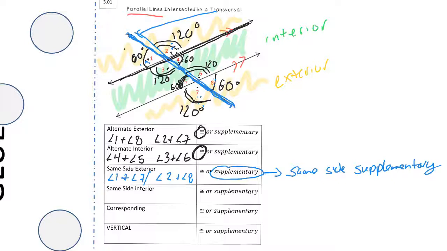Now same side interior, I would choose 3 and 5, or I could choose 4 and 6, because those are on the interior, the green part, and they're on the same side of the transversal. And again, these are supplementary, and I could use that same little trick. Same side supplementary. Now this is probably the hardest one.